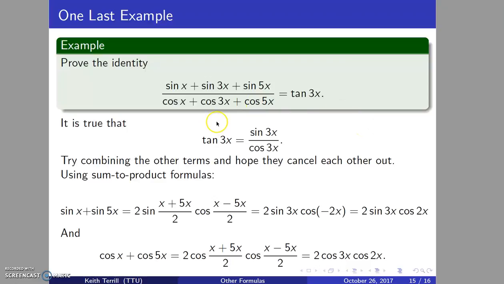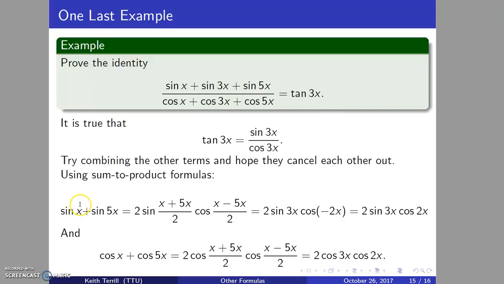So maybe I could just try combining the sine of the x and the sine of the 5x and the cosine of the x and the cosine of the 5x, and just hoping against hope that they magically disappear, right? Because if all this disappeared and all this disappeared, I would just have sine over cosine, which is tangent. So let's go for it. Let's just see what happens. It's a very mathematical thing to just take a stab at what might work, see if it does or not, and see what we can learn from either our successes or our failures.